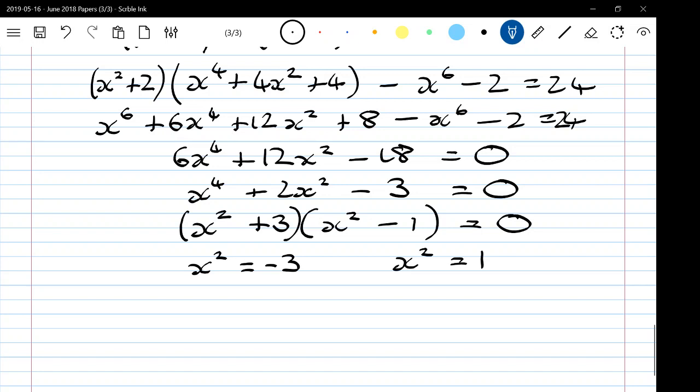Now x squared equals minus 3 gives me no real roots, and because it's a detailed reasoning question, I have to clearly state that. So there are no real roots of that part of it. Okay, you have to state that, you have to show that you're not doing anything more with x squared equals minus 3. x squared equals 1 gives me the answers x equals plus or minus 1. So the answers are plus or minus 1. That's it, you had to finish that off.